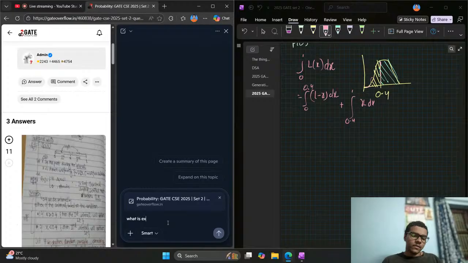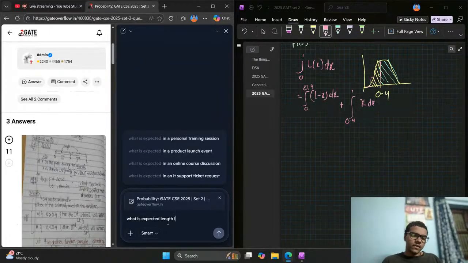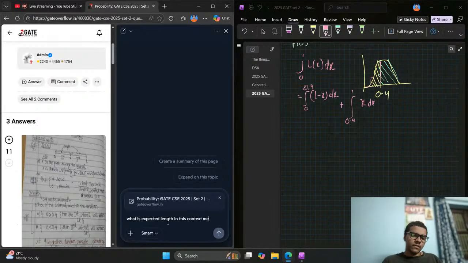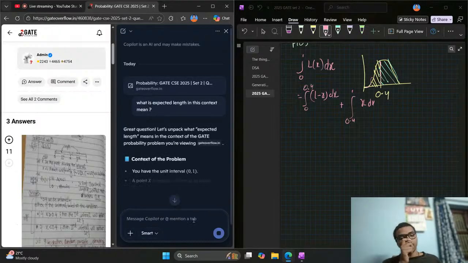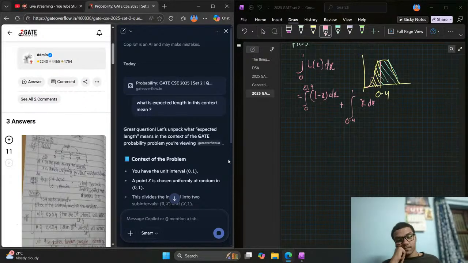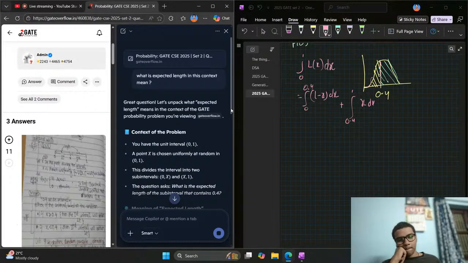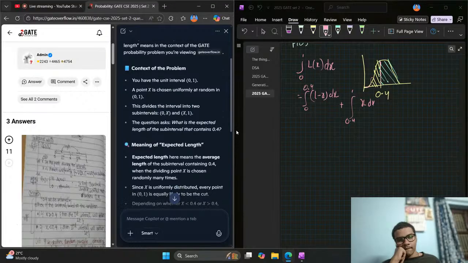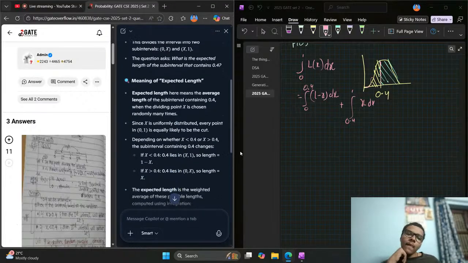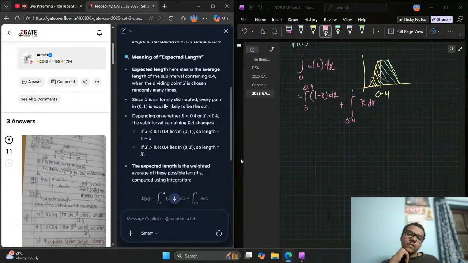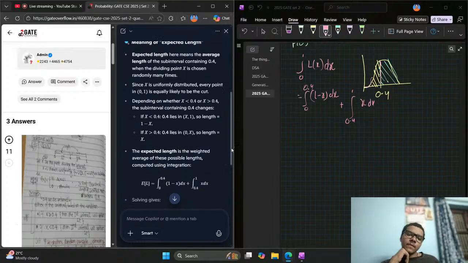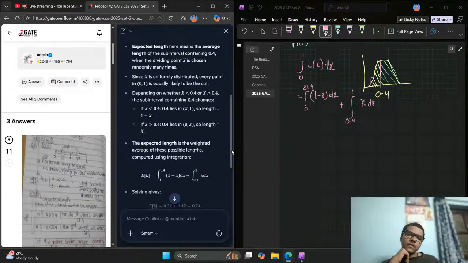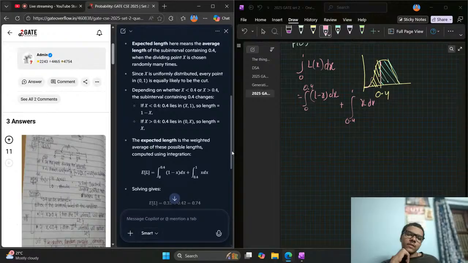What does expected length mean in this context? The average length of the subinterval containing 0.4 when dividing at a point, since x is uniformly distributed.